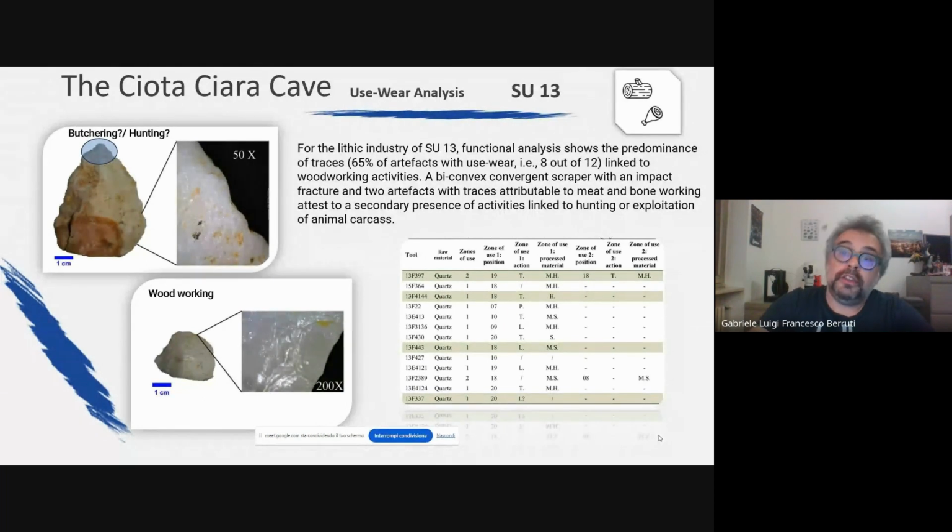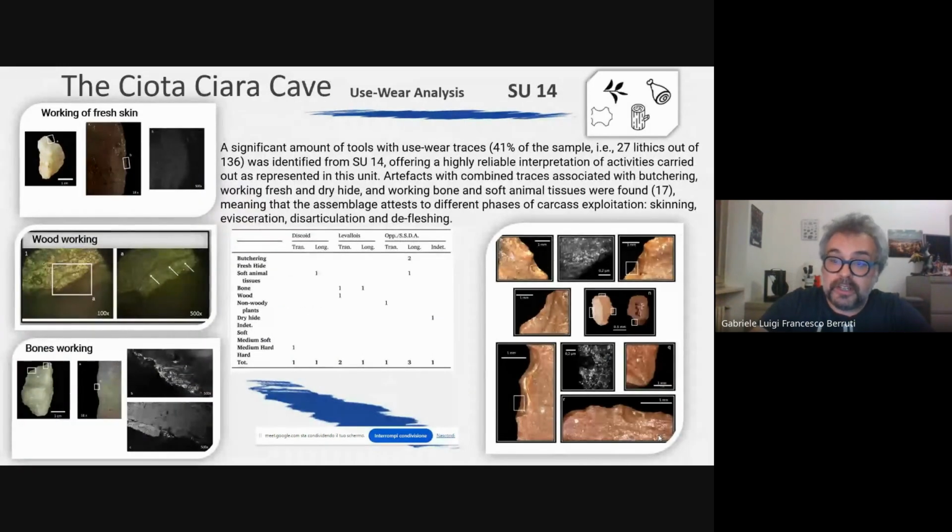And in this case, you can see on the left, we have only work of wood and butchering or hunting activity. For this, I put only a piece of meat. The unit 14 is the more complex stratigraphic unit, the stratigraphic unit with more allochthonous raw material and with a more differentiated type of traces found.